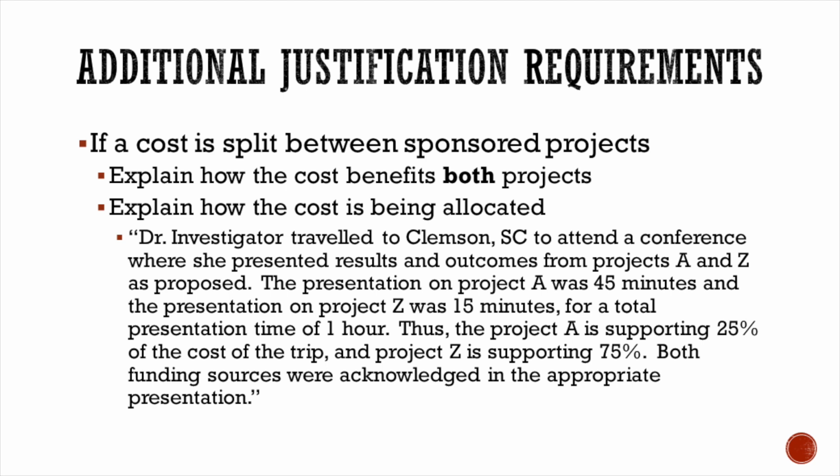If your cost transfer involves splitting a cost between 2 or more sponsored accounts, then your justification must address the allocation method used to determine how much of the cost belongs to each project. The best practice, of course, would be to determine this allocation up front and avoid the cost transfer altogether, but if you haven't been able to do that, then you've got to clearly justify what you're doing.